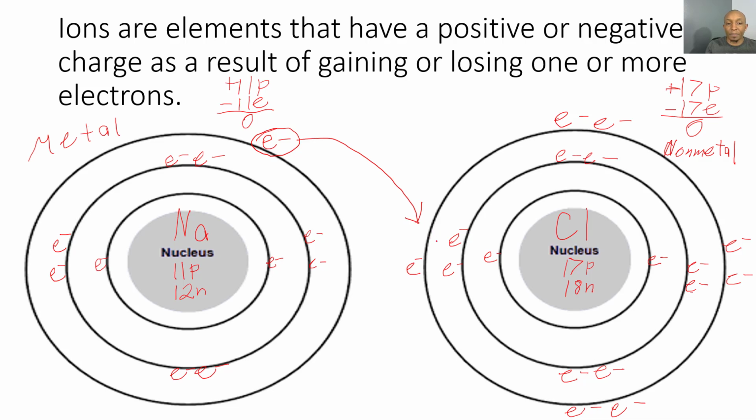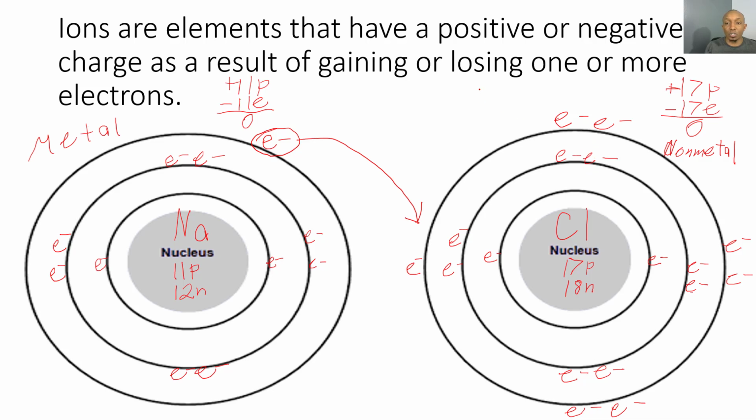Now let's see what happens. Once sodium gives that 1 valence electron away to chlorine, now sodium in its outermost shell has 8 valence electrons. 1, 2, 3, 4, 5, 6, 7, 8. And that's what sodium needs in order to be stable. So it makes perfect sense for it to give it away to chlorine. If you look over here, chlorine had 7 valence electrons. Now it has 8 valence electrons. So it makes perfect sense for chlorine to gain an additional electron.